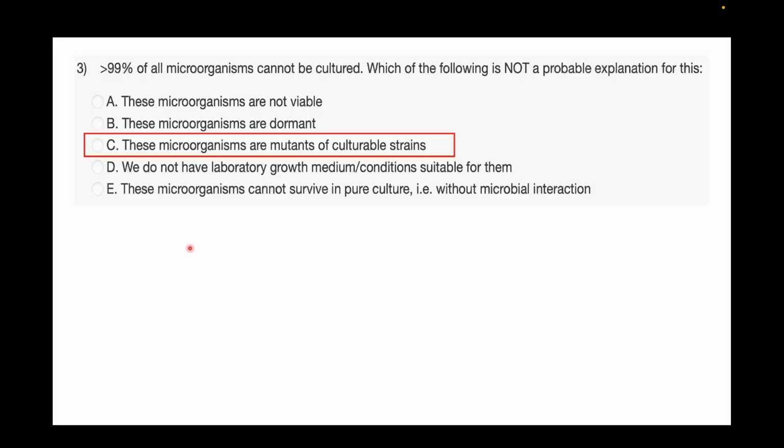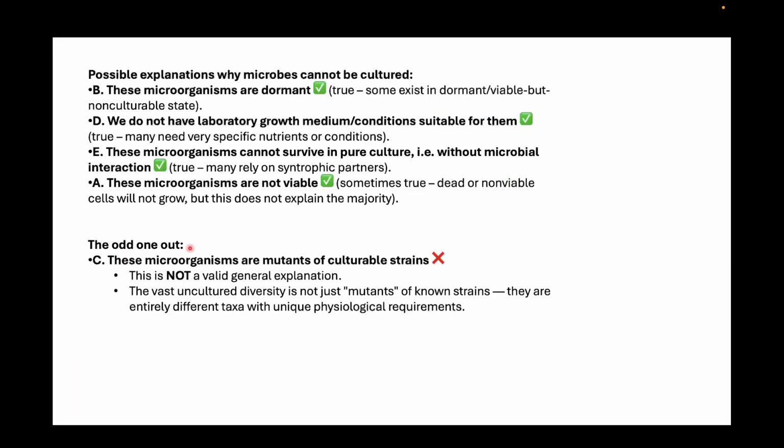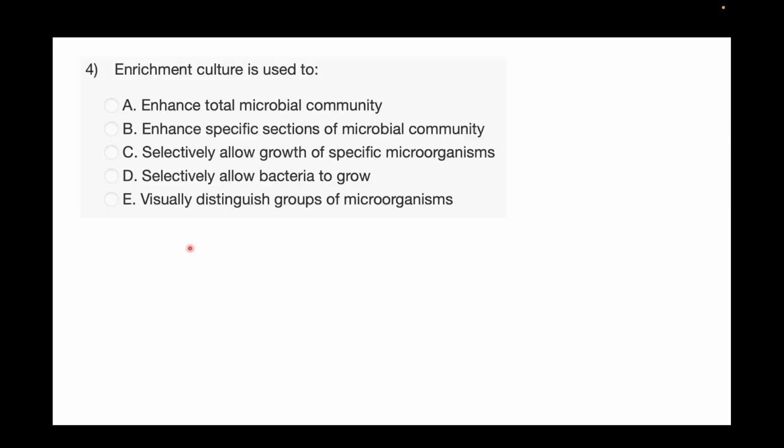Moving on to the next question, question number 4. Question number 4 is about enrichment culture. Enrichment culture is used to dash. Option A, enhance total microbial community. Option B, enhance specific sections of microbial community. Option C, selectively allow growth of specific microorganisms. Option D, selectively allow bacteria to grow. Option E, visually distinguish groups of microorganisms.